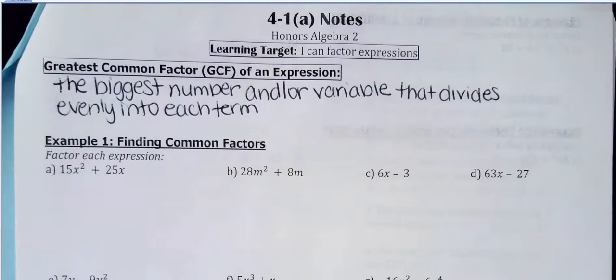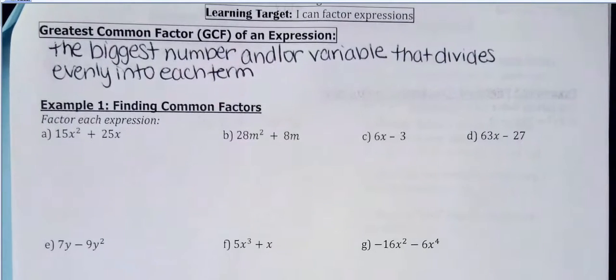Just the very top there, it just says the greatest common factor, which for any expression, you should always try to take that out in front before you try to do any other type of factoring. Greatest common factor is this biggest number, and or it could also include a variable that would go into each term of your expression. So that's what we're just going to do in the first example.